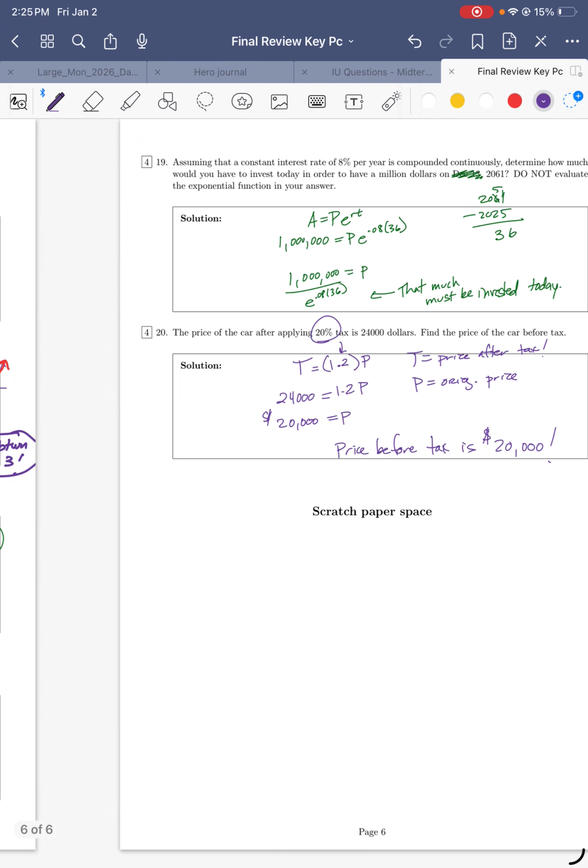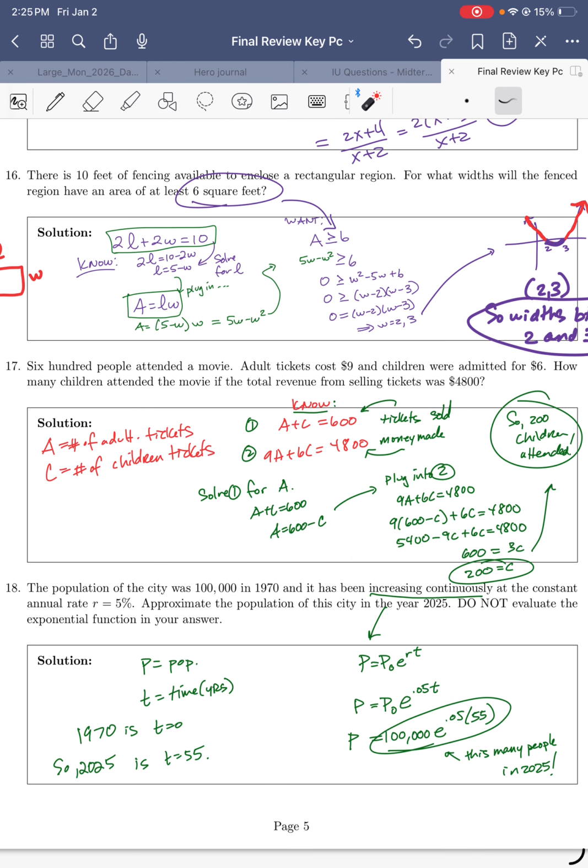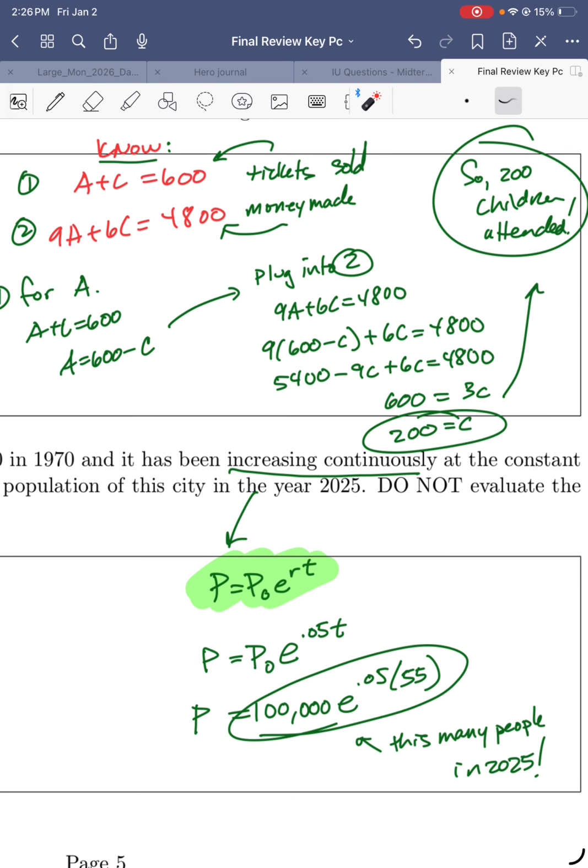Down here at the bottom on our penultimate page, say the city has a population and time in years, and it's increasing continuously at a constant annual rate. So that means that we are in an exponential growth situation. Okay, so they say the rate is 5%. That's where this comes from. Initial amount of 100,000. And they say if we start off in 1970, they want to know what's going to go on in 2025. Well, that's going to be 55 years. So as per usual, we take time equals 0 to be whatever the starting year is. So that means 2025 is time equal to 55 years after we started. So we have this many people in 2025.